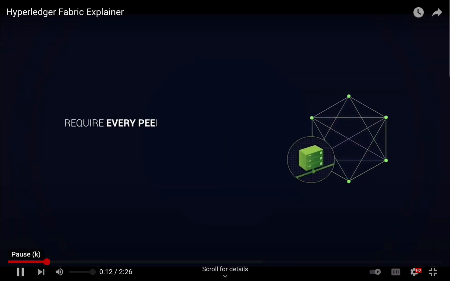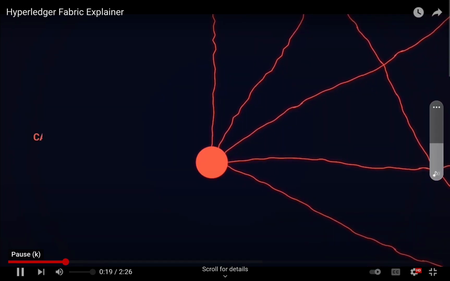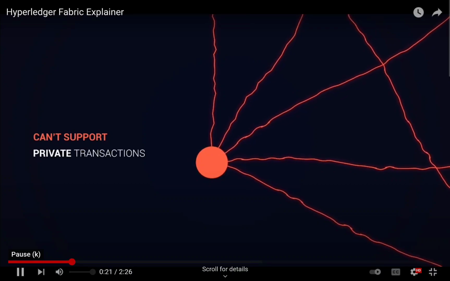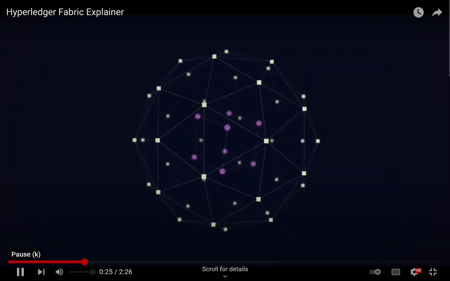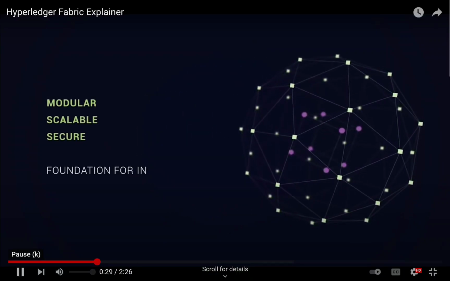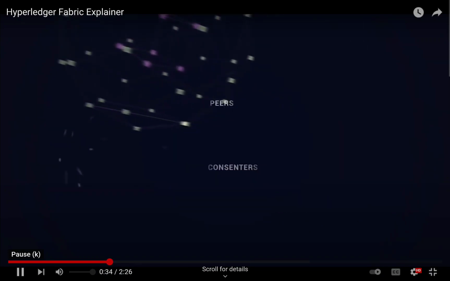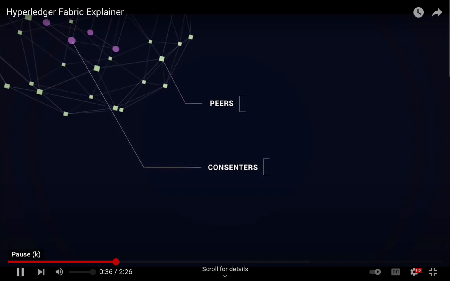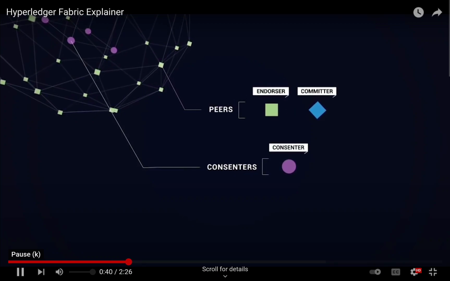Blockchain networks that require every peer to execute every transaction, maintain a ledger, and run consensus can't scale very well. And they can't support true private transactions and confidential contracts. So the Hyperledger community designed Fabric V1 to deliver a truly modular, scalable, and secure foundation for industrial blockchain solutions. The most notable change is that peers are now decoupled into two separate runtimes with three distinct roles: endorser, committer, and consenter. Here's how it works.